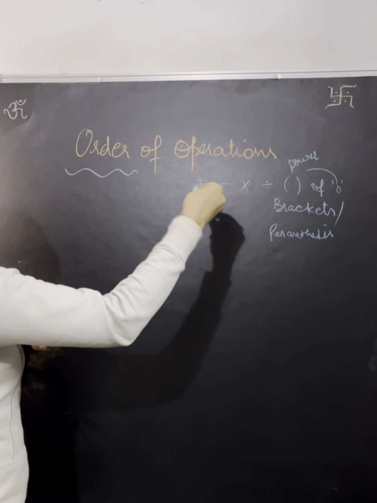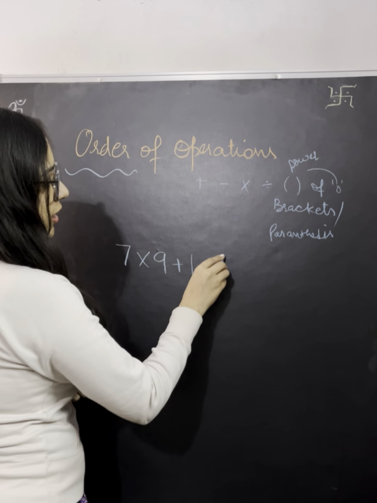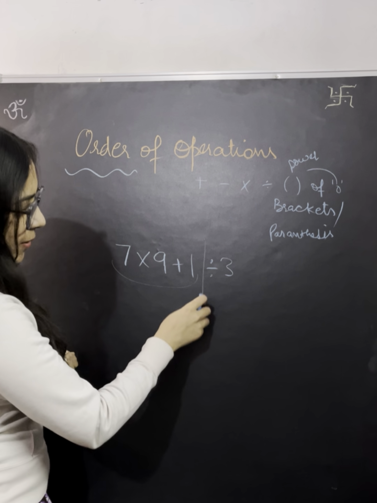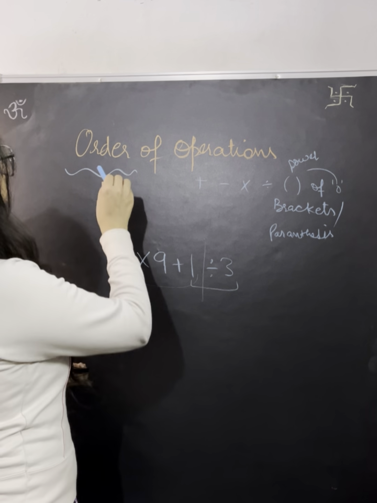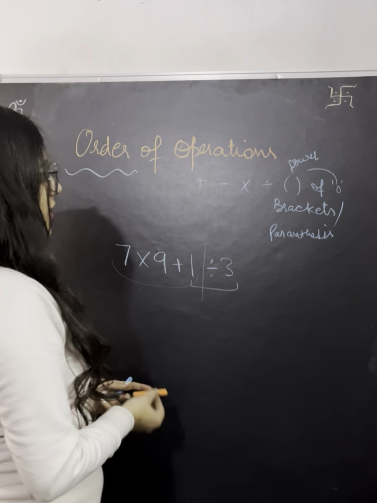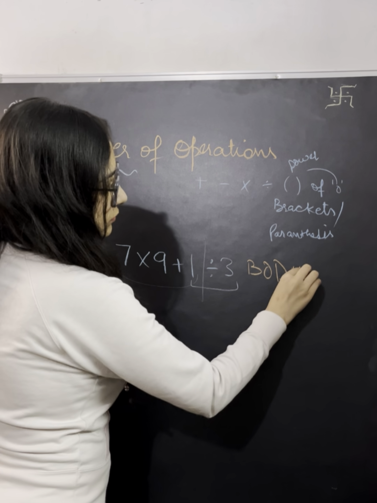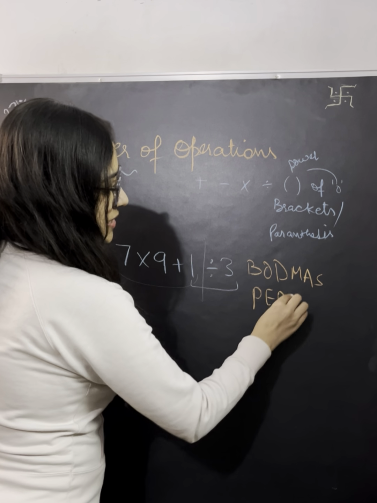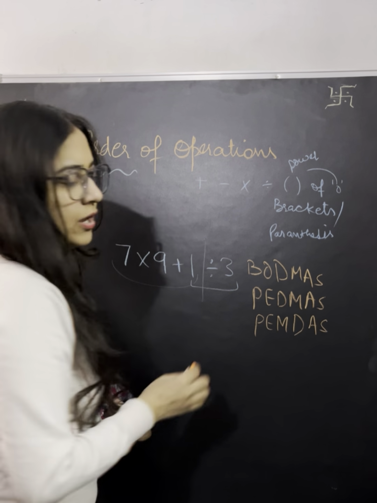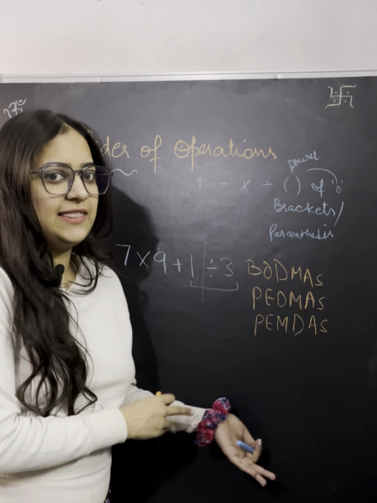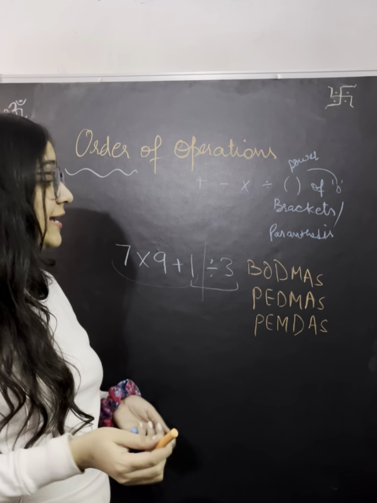Then we're going to talk about the order of operations. Suppose we have 7 multiply 9 plus 1 divided by 3. Would I solve this whole thing and then divide by 3? Would I do 1 divided by 3 first? How would that work, right? So this whole thing is called order of operations. And order of operations can also be written as BODMAS, PEDMAS, PEMDAS. If you know something else other than that, do comment in the comment box so that I can also know about that. And yeah, let's get started with this.